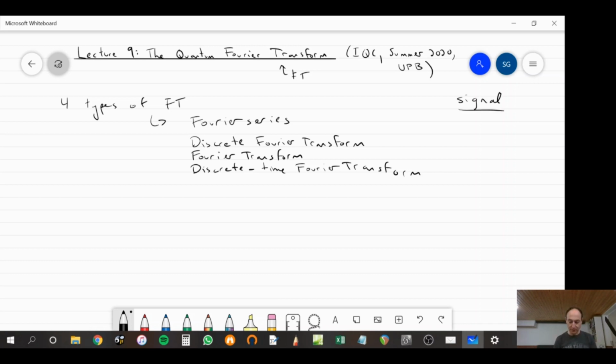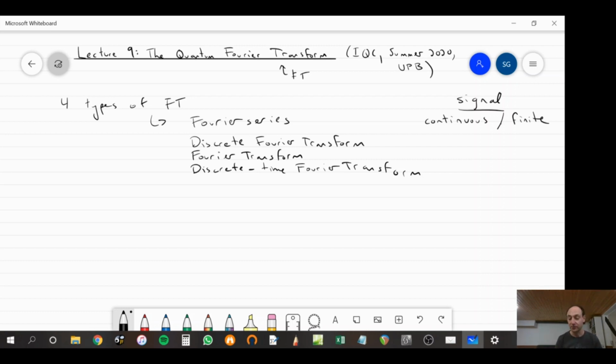Well, again, it depends. For the very first one, the regular Fourier series, this is when your signal is continuous. So you have some continuous function f of x, and it's going to be, I think we want it to be finite.